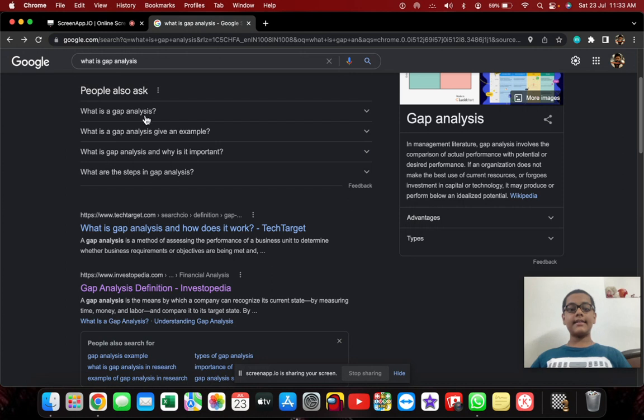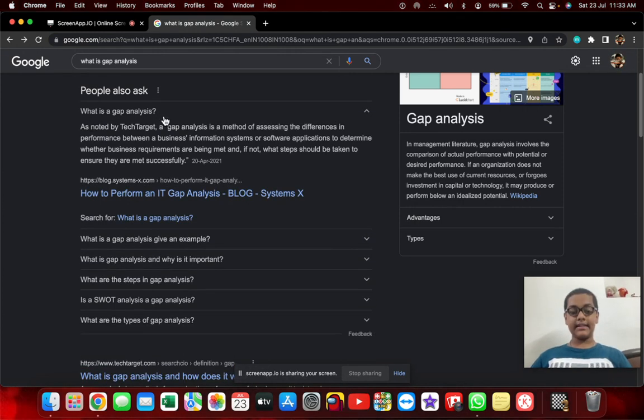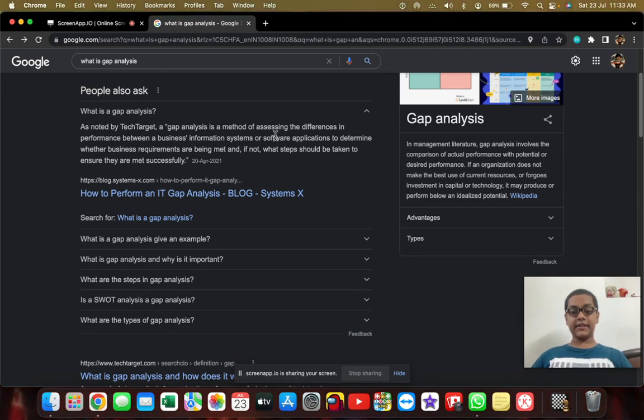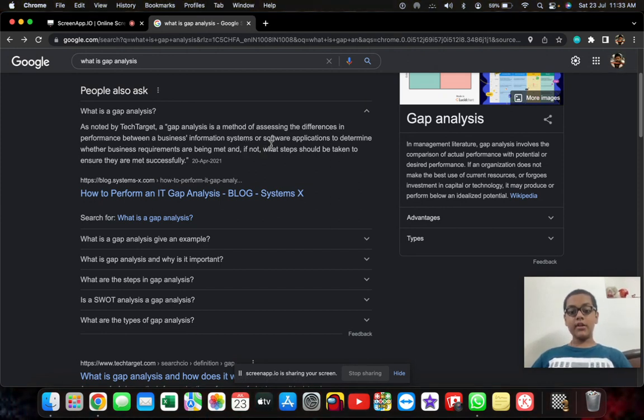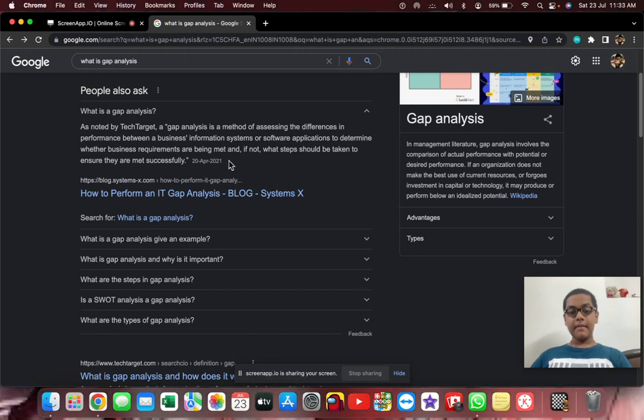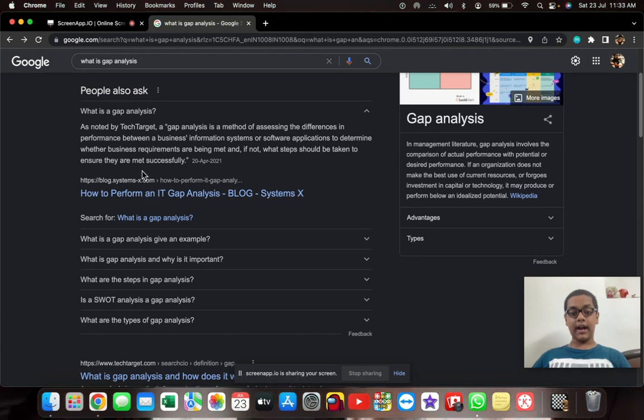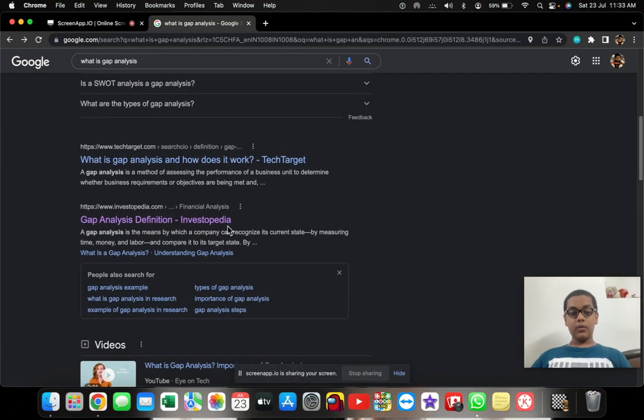Now, here are some questions that people generally ask. What is a gap analysis? As noted by Tech Target, a gap analysis is a method of assessing the differences in performance between a business information system or software applications to determine whether business requirements are being met, and if not, what steps should be taken to ensure they are met successfully.